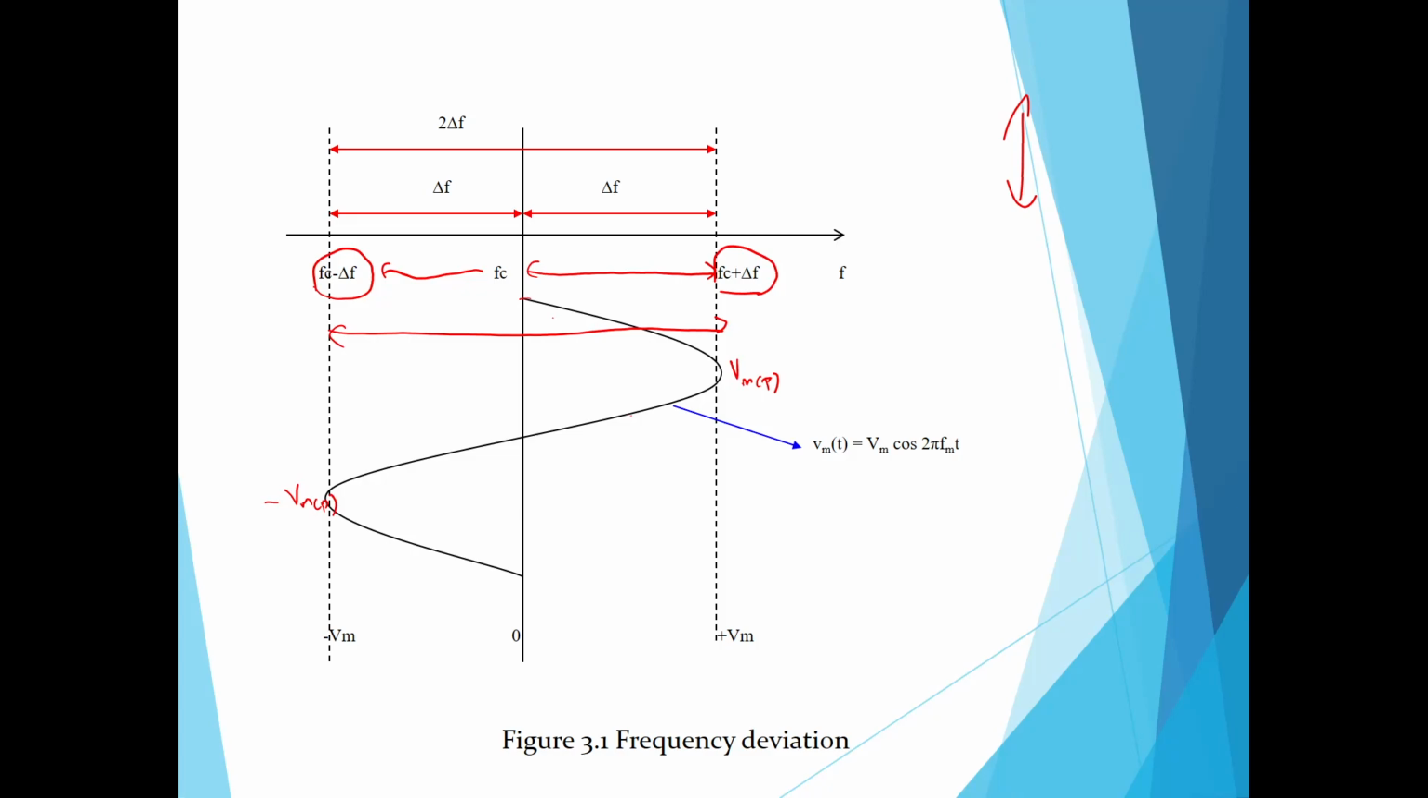Remember, if we change the frequency, we are indirectly changing the phase of the carrier as well. Kalau kita tukar frequency carrier, secara tak langsung kita sebenarnya menukar fasa carrier. And delta f is the frequency deviation for the carrier. 2 delta f is what we call the carrier swing.